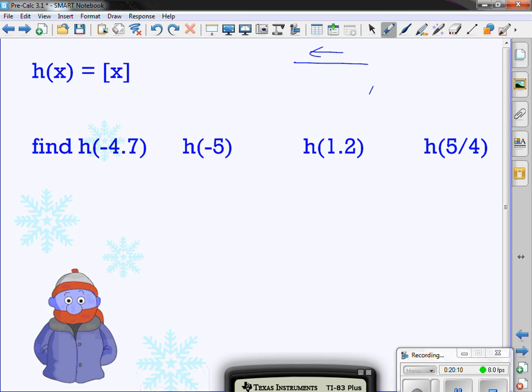Try these four. Negative 4.7 rounds down to negative 5. Negative 5 rounds to negative 5. 5/4 is 1.25, which means 1. I tried to trick you. You tried, it didn't work, incomplete pass. Any questions on this lesson? All right.